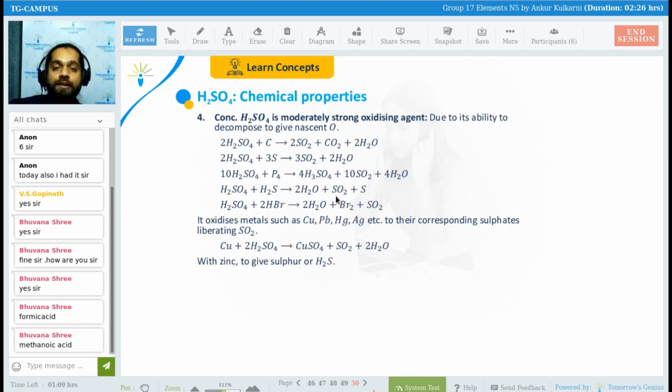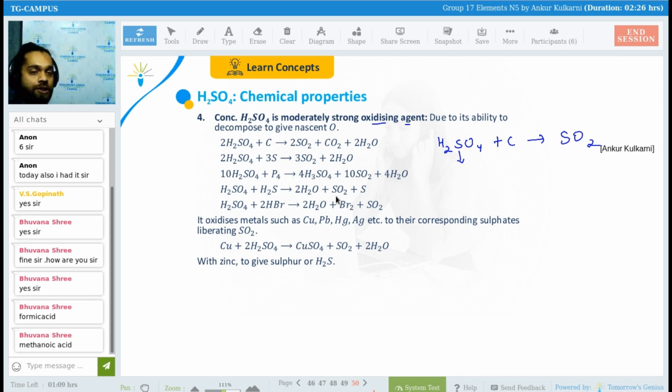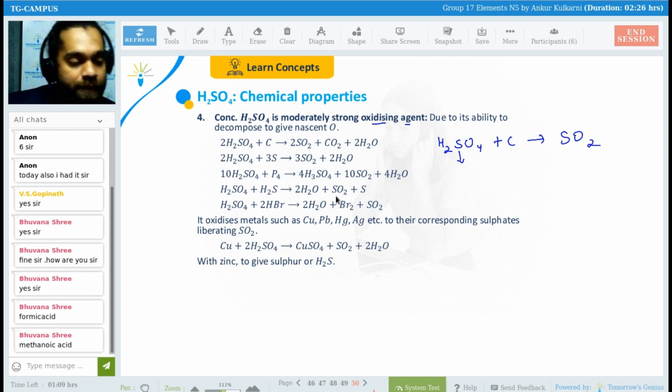Now H2SO4, we discussed, is a strong oxidizing agent also. For example, in H2SO4, what is the oxidation state? I want an answer from everyone. Bhuvneshri, Ragul, Sajna, Prashanti, what is the oxidation state of sulfur over here?